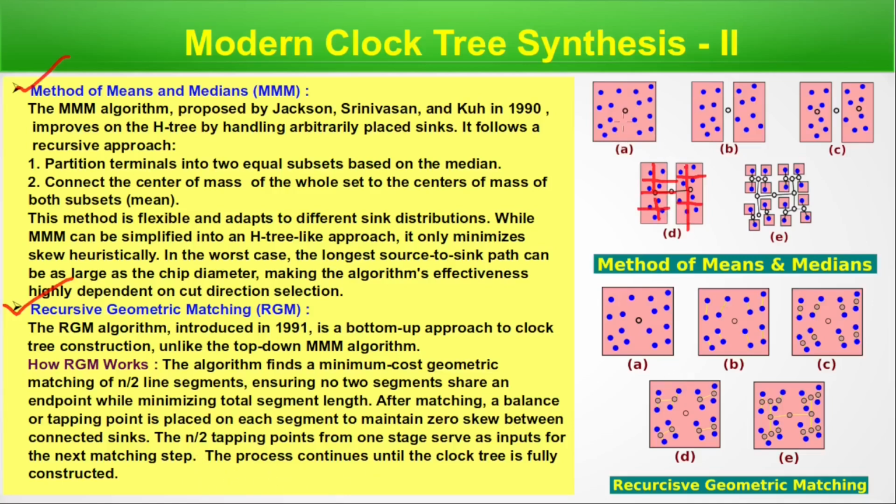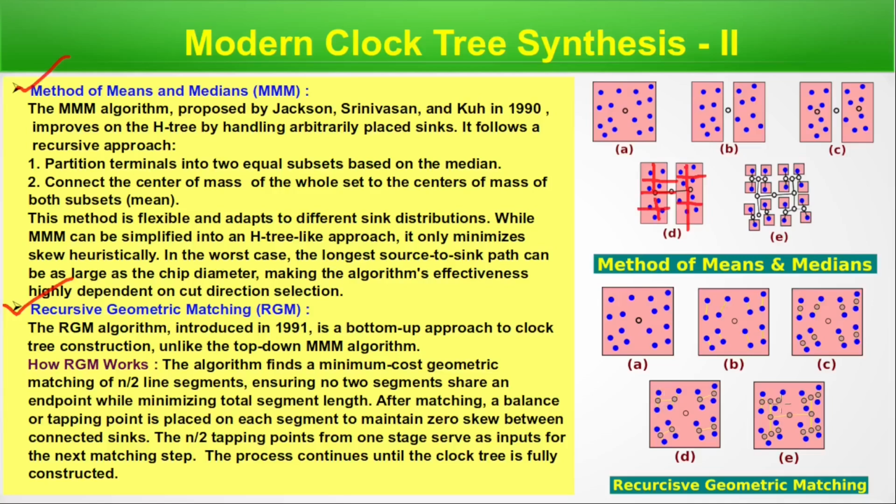So here, the clock tree structure starts from any two adjacent sinks. The algorithm is a little bit different: it finds a minimum cost geometric matching of n/2 line segments, ensuring no two segments share an endpoint while minimizing total segment length. After matching, a balance or tapping point is placed on each segment to maintain zero skew. So these two points are connected by this segment, and these two segments are connected, and in between a tapping point is found. These two segments are connected and there is a tapping point.